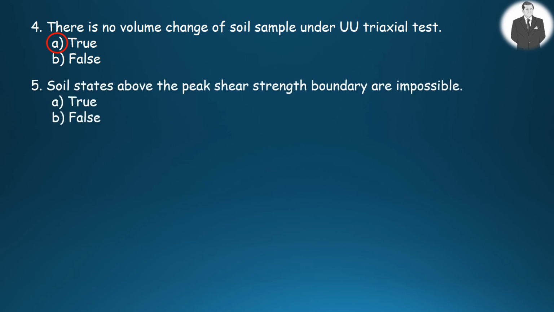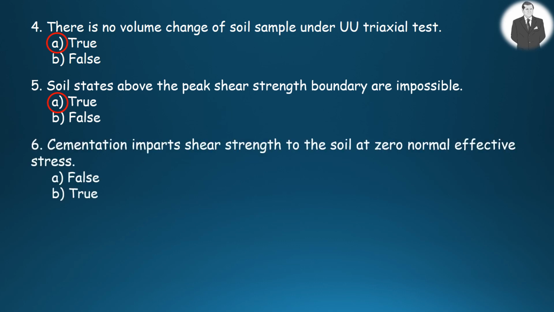Question 5. Soil states above the peak shear strength boundary are impossible. True or false? Which one? No. The answer is A. It's true. And question 6. Cementation imparts shear strength to the soil at zero normal effective stress. Yes, you got it right. The answer is B. It's true.